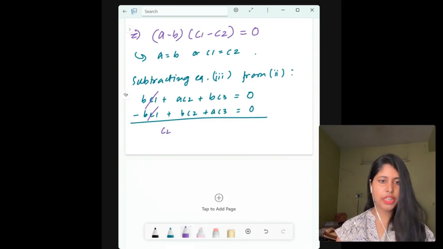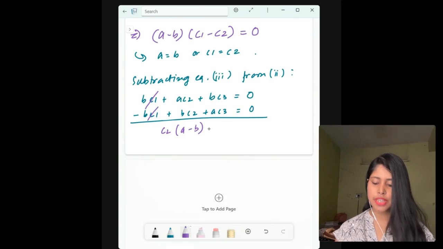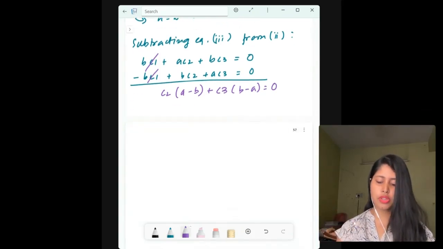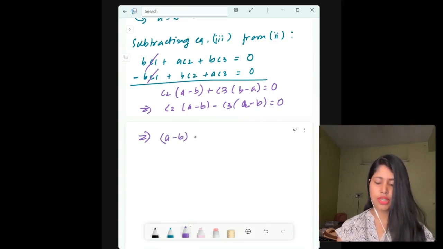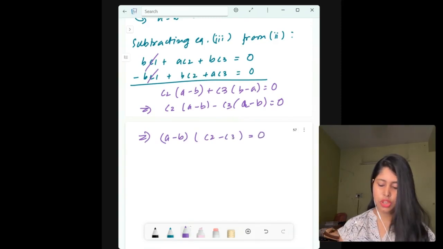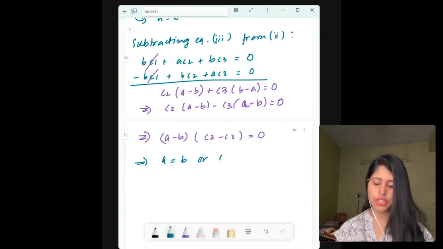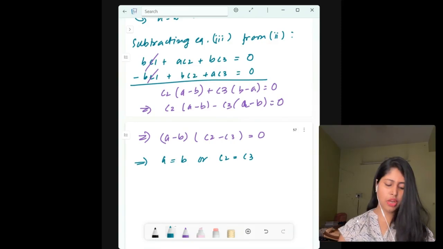Subtraction, right? So let us take C2 to be common, then a minus b we get as the factor, and then if we take C3 to be common, then we get b minus a as the factor, right? Now we can again change the sign to factor out this a minus b. So minus C3 a minus b is equal to 0. If we take out this a minus b as common, then we get C2 minus C3 is equal to 0. So from here also we get these two values, that is a is equal to b or C2 is equal to C3, right? Now next what will you do?